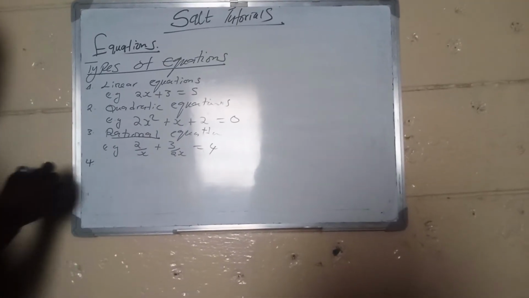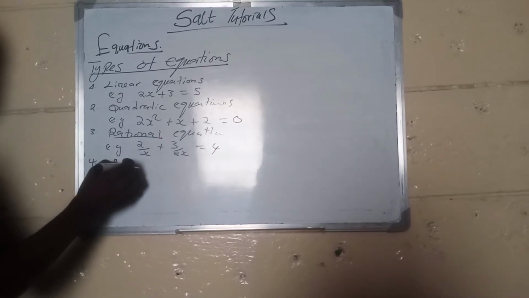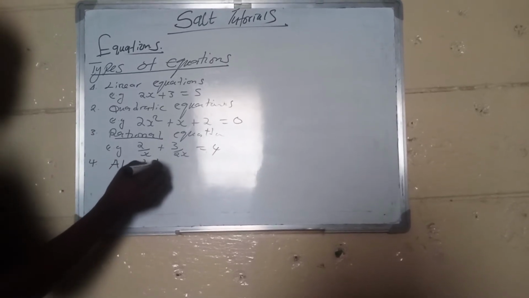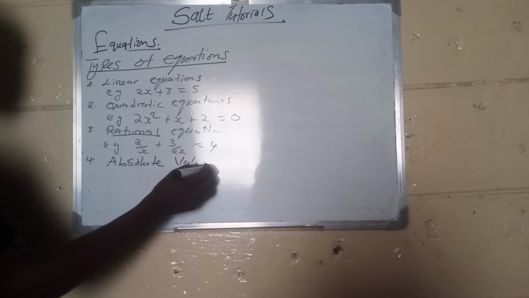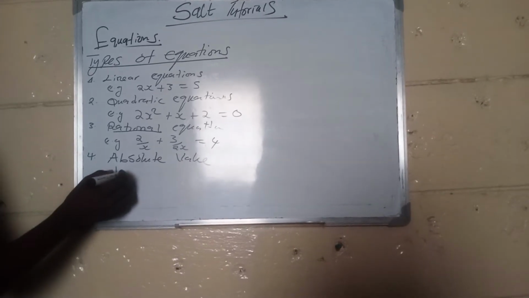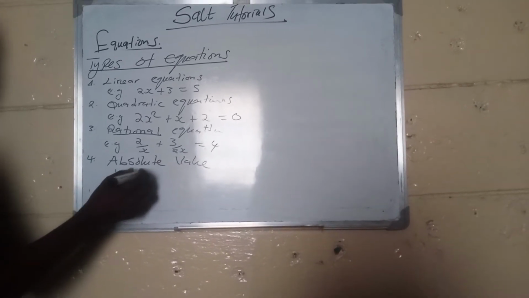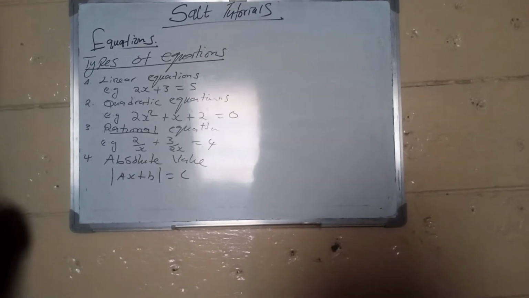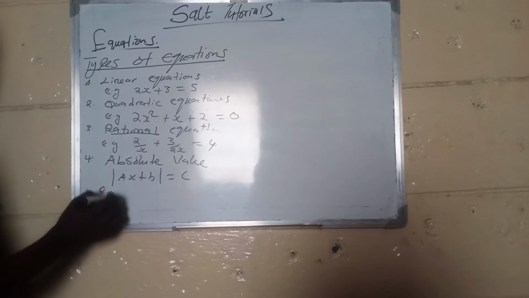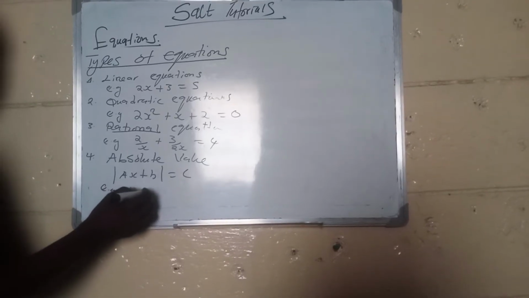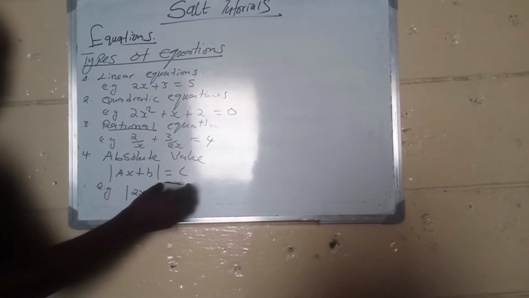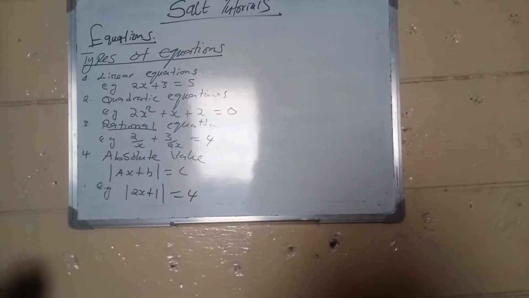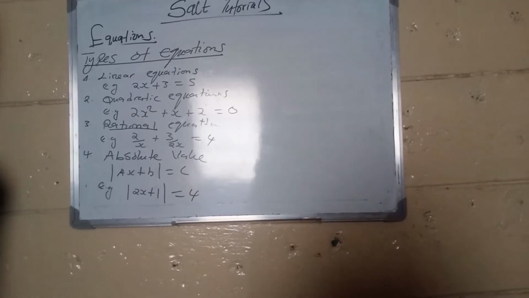From there, we'll also be talking about absolute value equations. Absolute value equations are anything in the format of the absolute value of ax plus b equal to c. For example, we can talk about the absolute value of 2x plus 1 being equal to 4, and we'll be told to find the values of x in those lines.